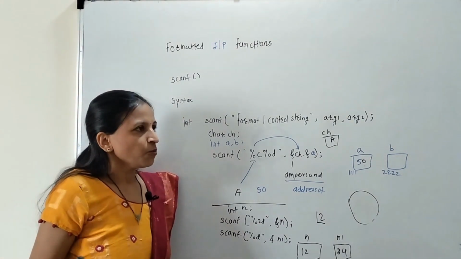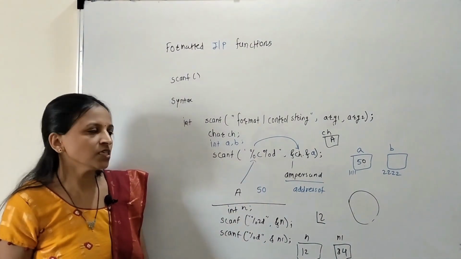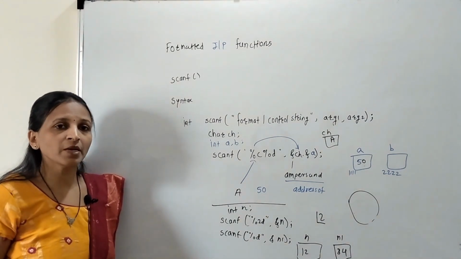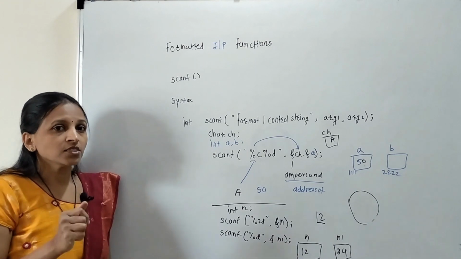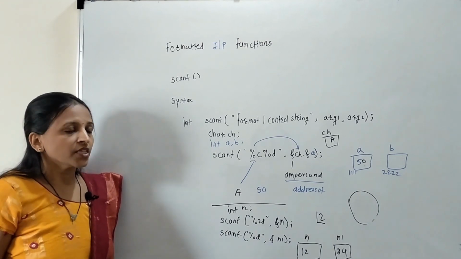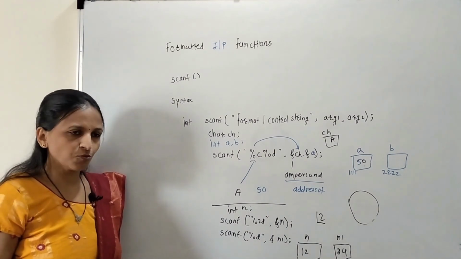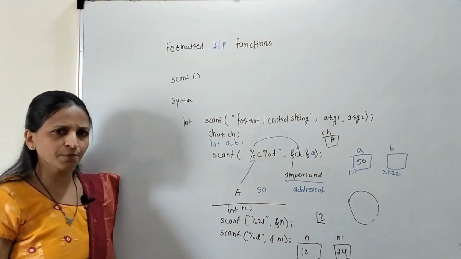Now one more point is there. Suppose you want to accept a character, we have to use %c; for integer %d; for floating point value %f; for double %lf, in that way. Suppose I want to accept a string value, then we can use %s. Suppose you want to display a string, then we can use %s in printf.